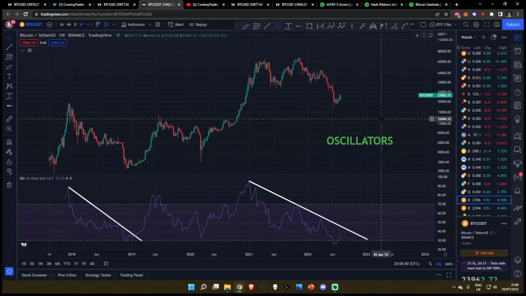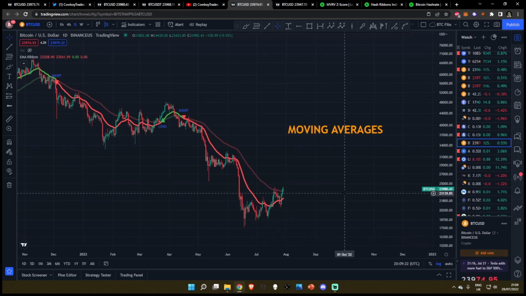Let's move on to the moving averages. For the moving averages, starting off on the daily time frame, then we'll jump into the weekly.